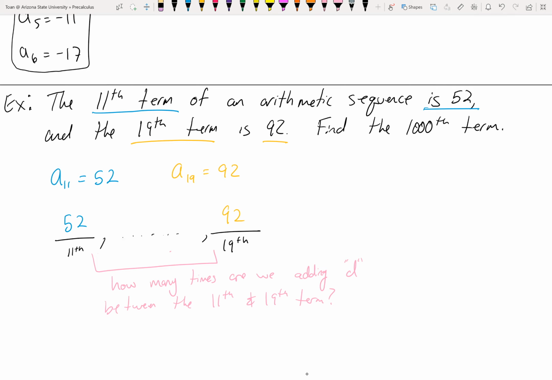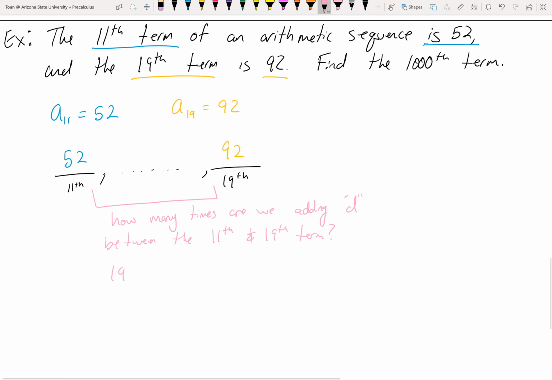That, I think, is a simpler question. That's a counting question, right? You have the 11th number, you have the 19th number. In between them, how many d's are there? That should be a simple subtraction problem. 19 minus 11 equals 8 d's.